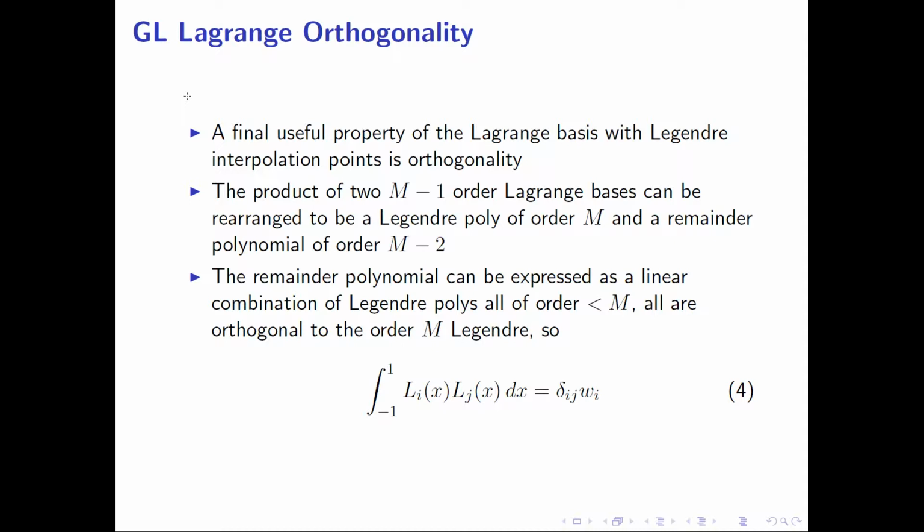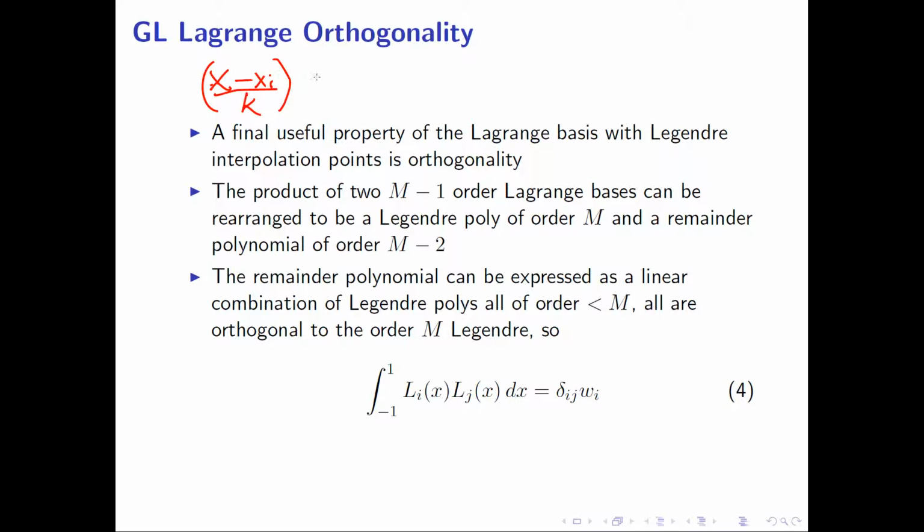One last useful property of using the Legendre roots as our interpolation points has to do with the orthogonality of the Lagrange bases that result. The product of two m-1 order Lagrange bases can be rearranged in such a way that we have a term that looks something like x minus xi over some particular number, and we have this for potentially each node i.